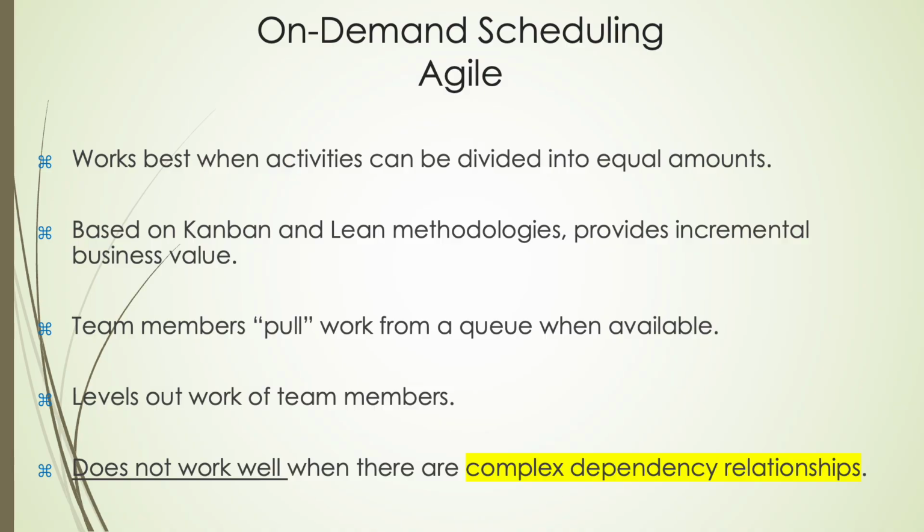On-demand scheduling works best when activities can be broken into roughly equal efforts and completed independently. Based on Kanban and Lean principles, it emphasizes delivering incremental business value by allowing team members to pull new tasks from a queue when they have capacity, helping to balance workloads naturally across the team.